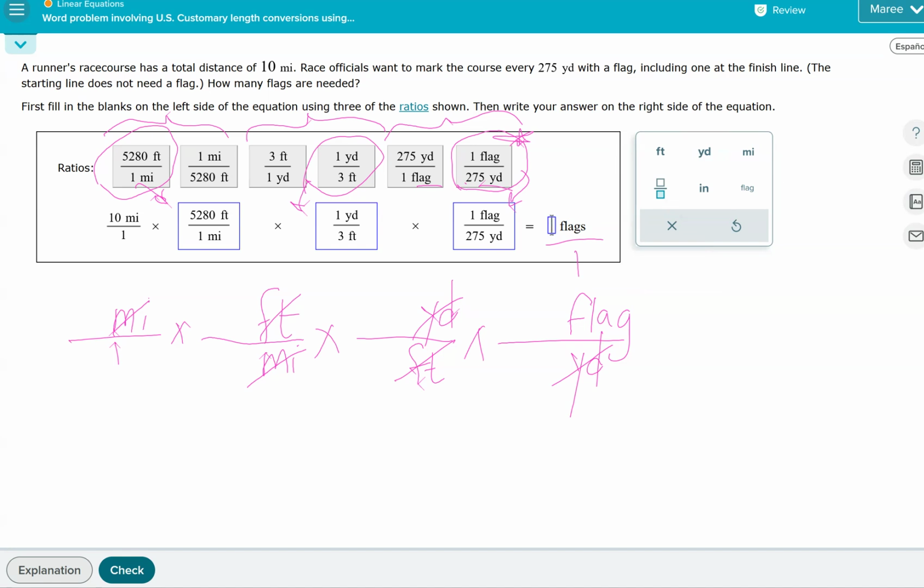So 5,280 times 10 is 52,800. And then we divide by 3 times 275 because those are in the denominator. So we have 52,800 divided by 3 times 275. Now if I'm using my calculator, I put 3 times 275 in parentheses so that when it's in my denominator, it will multiply them together before it divides it into the 52,800. So I got 64 flags. So we'll type 64.